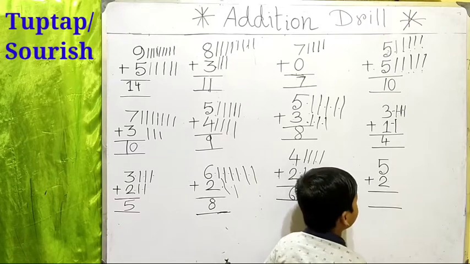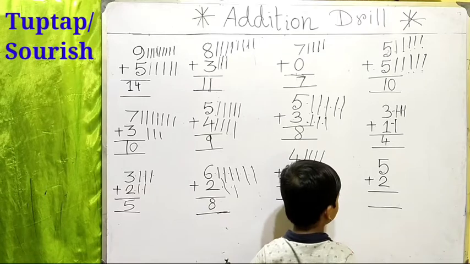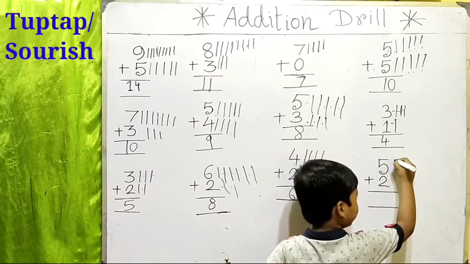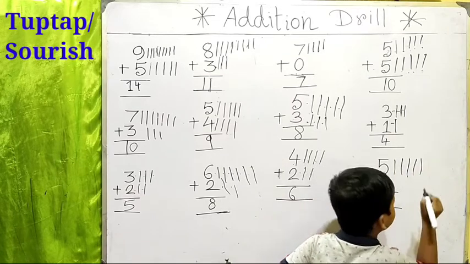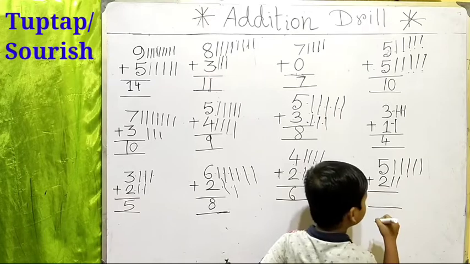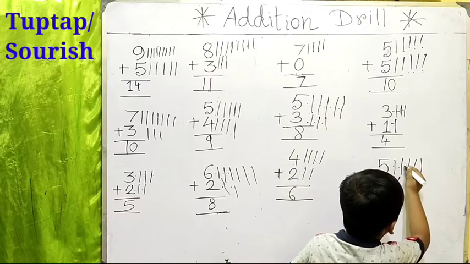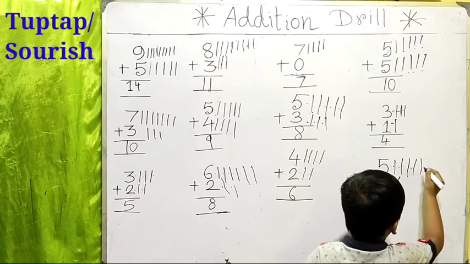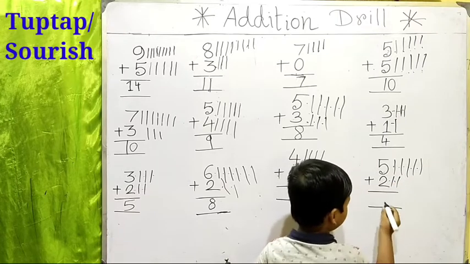And mom again gave you 2 living fishes. So how many living fishes in total? Let's see. Draw your 5 lines. 1, 2, 3, 4, 5. Here 2. 1, 2. How many total lines? Let's see. 1, 2, 3, 4, 5, 6, 7. Our answer is 7.